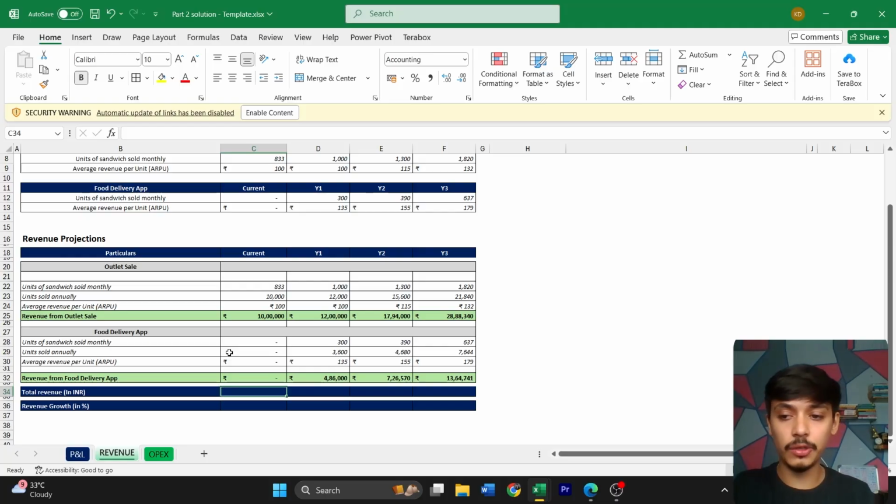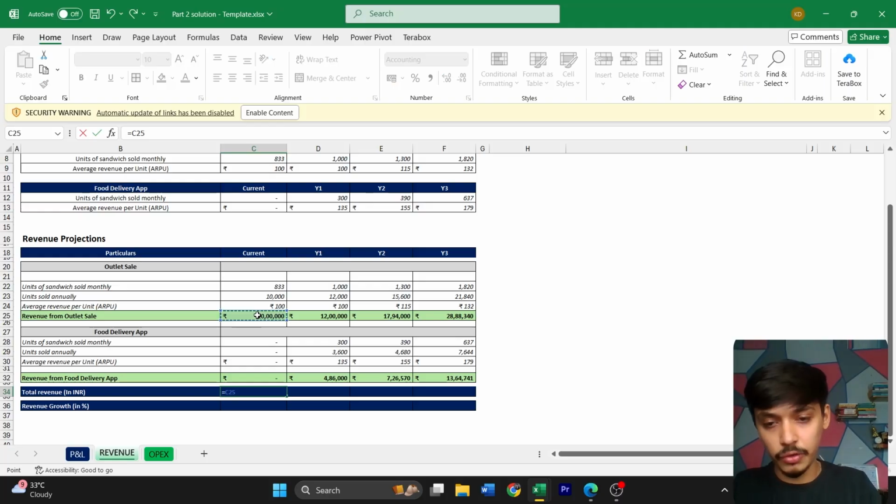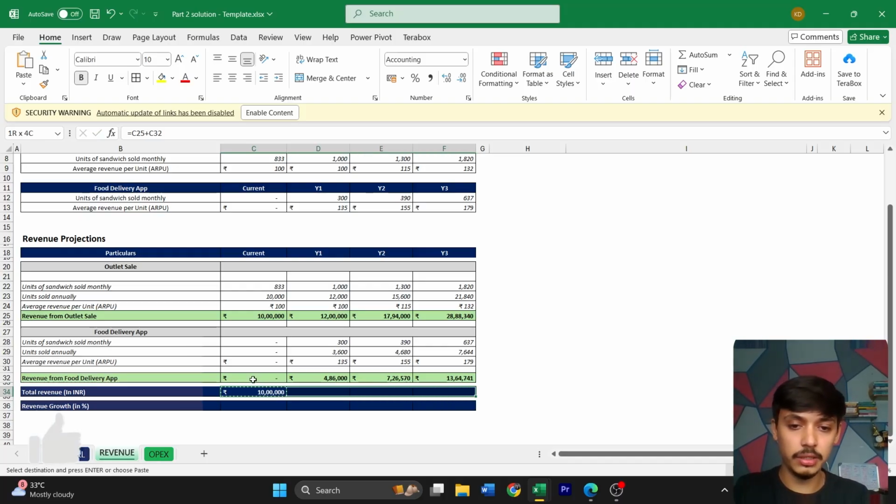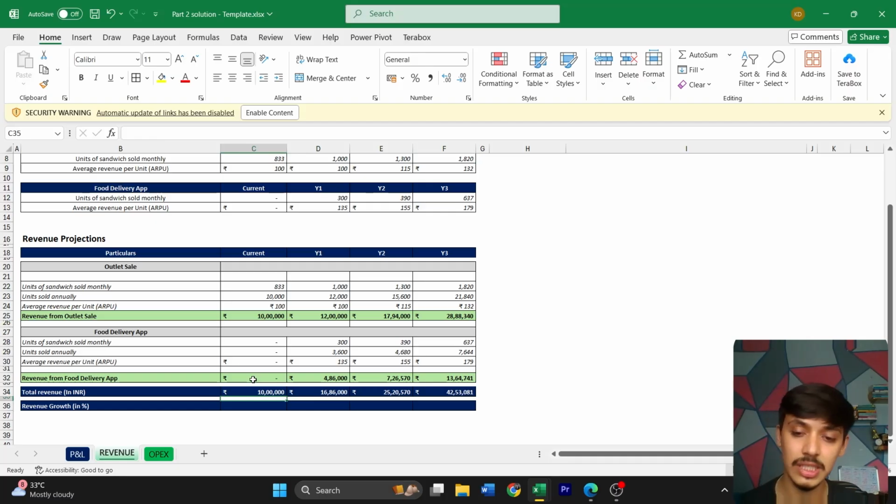We are now going to calculate the total revenue that we are earning from our business in the next 3 years. Initially we had revenue from the outlet sale, and there was no revenue from food delivery app. So the total revenue is 10 lakh rupees. Similarly, we will just plug in this formula in the next years, and we now have revenue of 1686 in year one and scaling it to 42 lakh and 50,000 by year three.